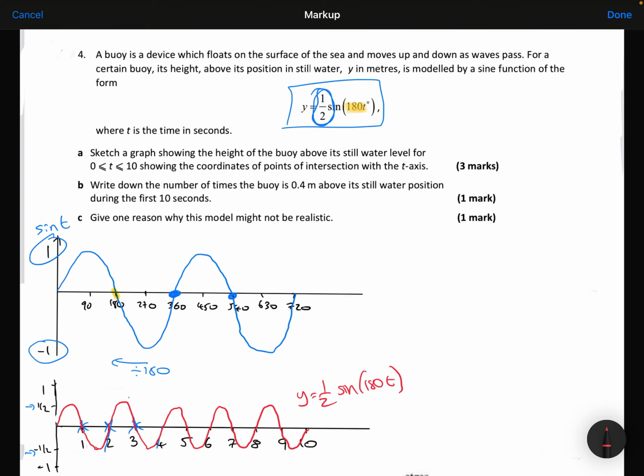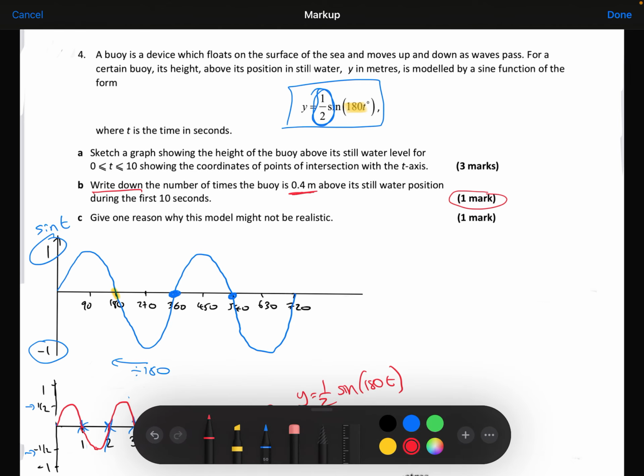Part B of the question says write down. So first of all, I'm just going to write down my answer here. I don't need to calculate anything. Notice it's only 1 mark as well. Write down the number of times the buoy is 0.4 meters above its still water position during the first 10 seconds. So, how many times is it 40 centimeters above its original position during the first 10 seconds?